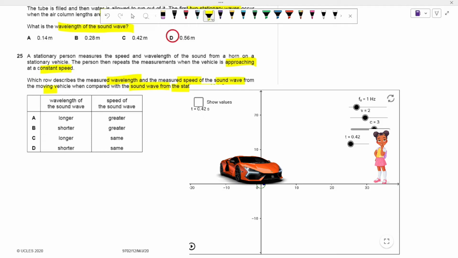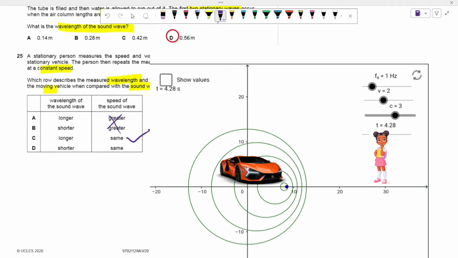Does the speed of sound change if a stationary vehicle moves? That doesn't make sense. The speed of sound is always going to be the same. That's one thing we can always count on. You're not going to wake up tomorrow and sound is 500 meters per second. That will never happen. But what's going to change is the wavelength of that sound when it's approaching.